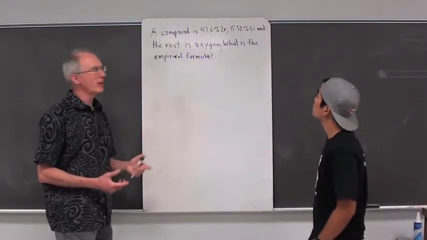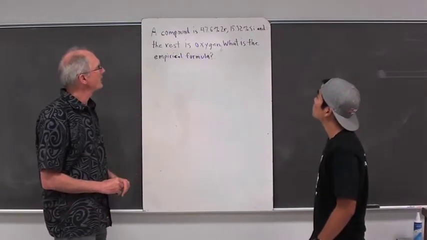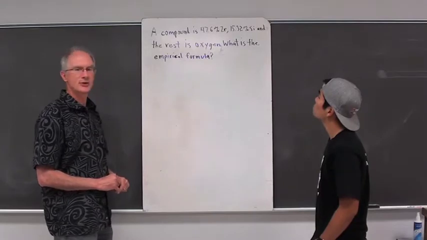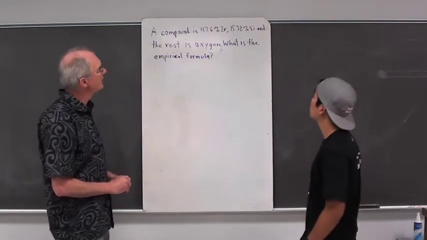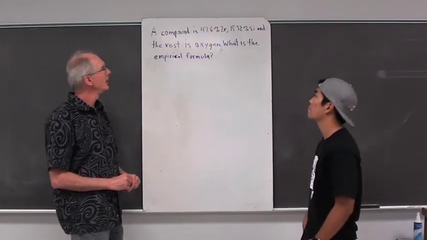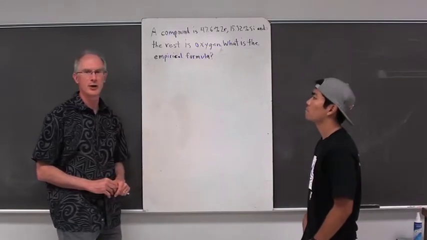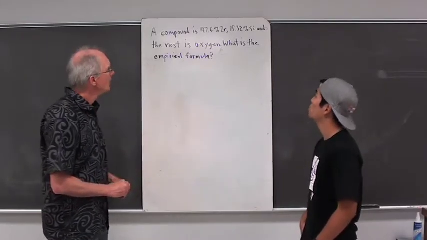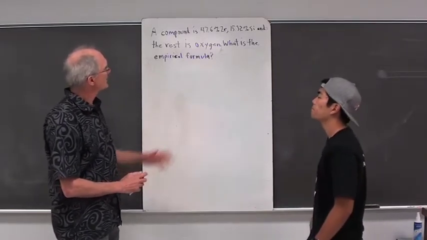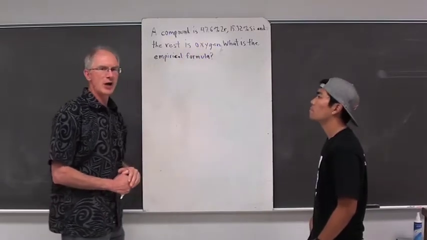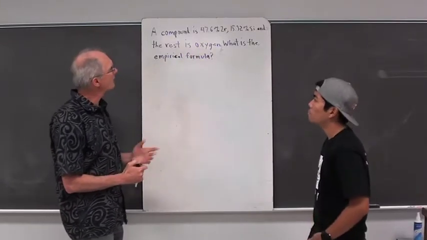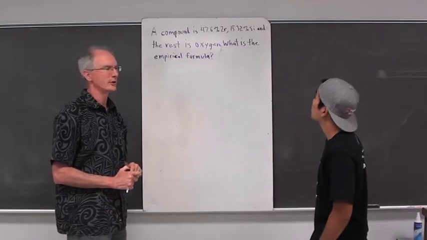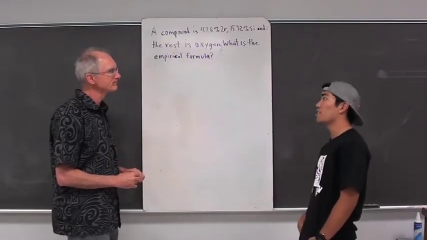And so the problem I'm going to do is a compound is 47.6% zirconium, 15.32% silicon, and the rest is oxygen. What is the empirical formula? So I noticed that it doesn't tell us how much oxygen there is. So how are we going to figure out how much oxygen there is? I'm going to go with subtraction.